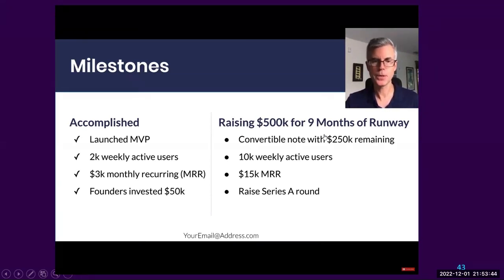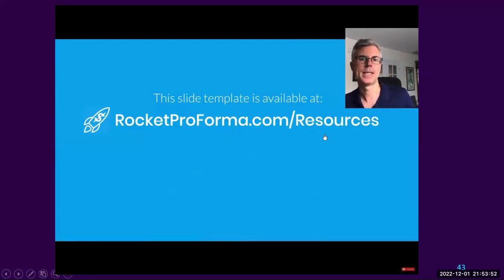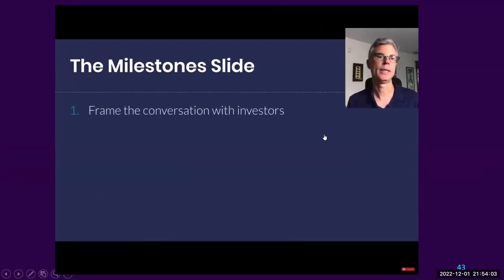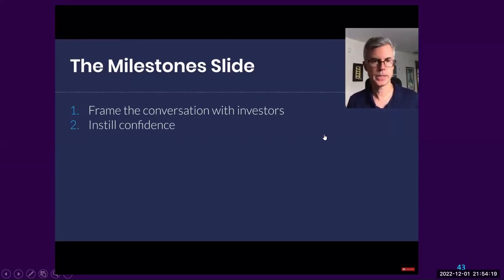And you're welcome to put your email address at the bottom of this slide if you want, but I recommend that you include both what you've accomplished and what you're raising and what the money's going to be for. This template is available online at rocketproforma.com/resources. It's free, you can download it. The reason I recommend this milestone slide as the last slide, one, is it frames the conversation with investors. This is what I want the investors to understand: I'm really good without them, I'm even better with them. This is how much I'm asking for, this is what the money buys. It also instills confidence. Showing that I have a plan and that I'm already executing on it without their money makes investors really happy.